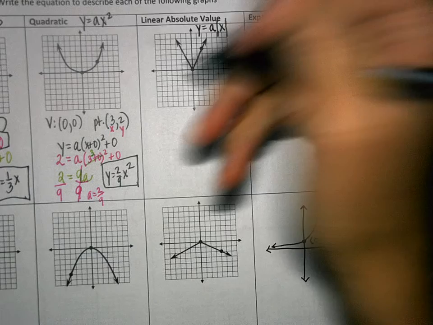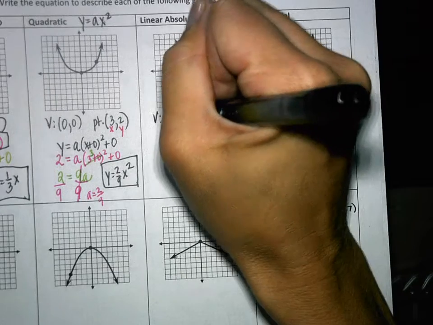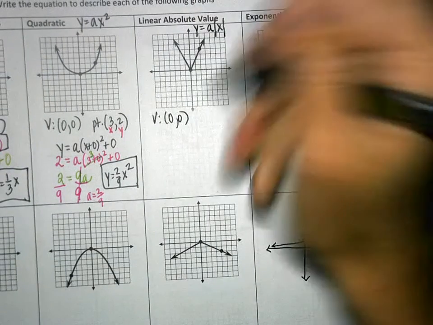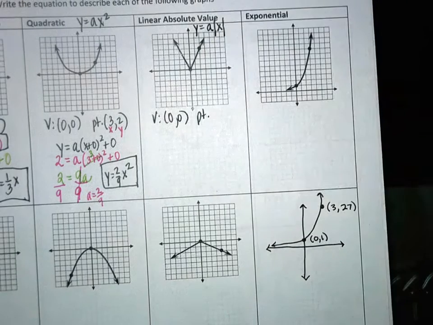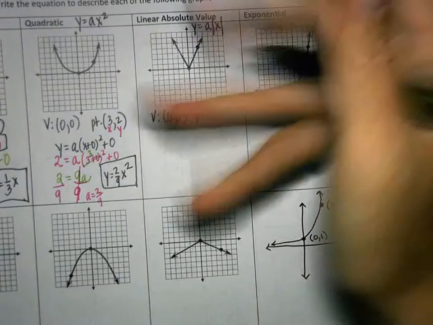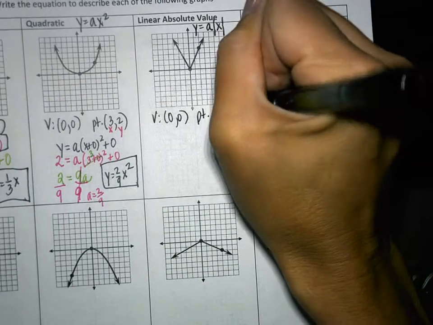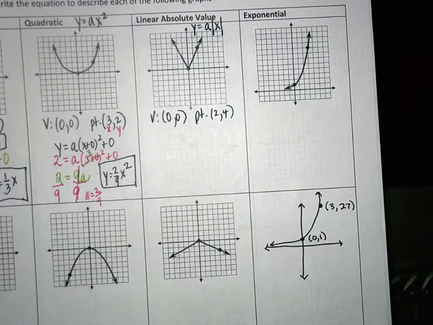Okay, so my starting point or my vertex is 0, 0. And the additional point that they have marked on here is what? 2, 4. Good, 2, 4. So we're going to do the same thing again.